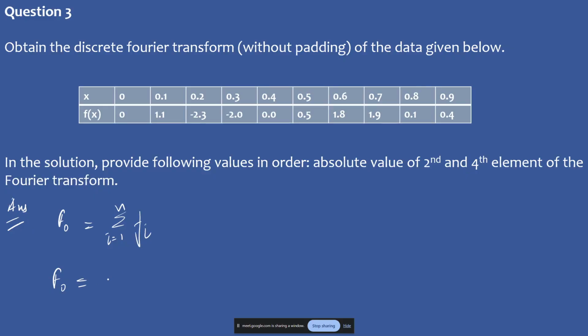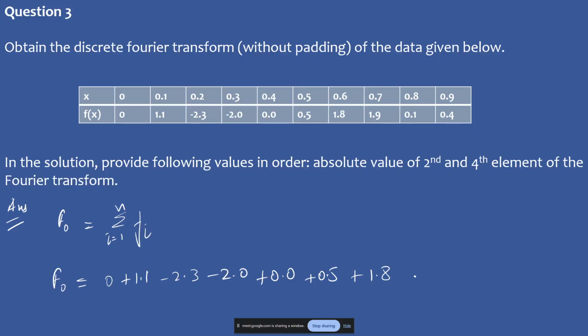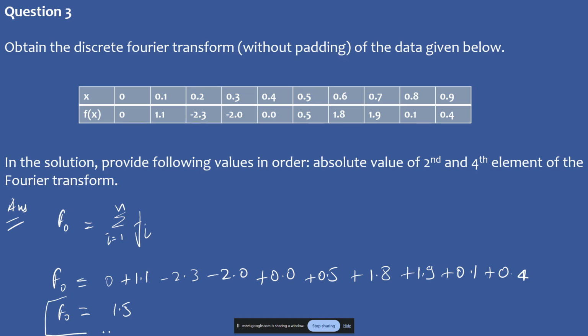In our case, you need to obtain f naught by summing up 0 plus 1.1 minus 2.3 minus 2.0 plus 0.0 plus 0.5 plus 1.8 plus 1.9 plus 0.1 plus 0.4, and that will ultimately give you the f naught value as 1.5. So this is the value of f naught.